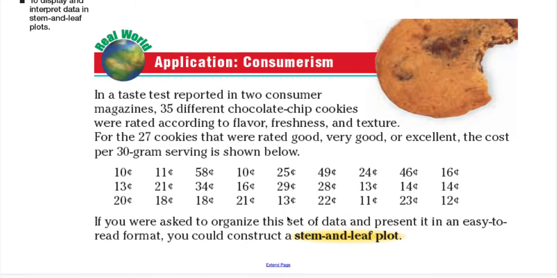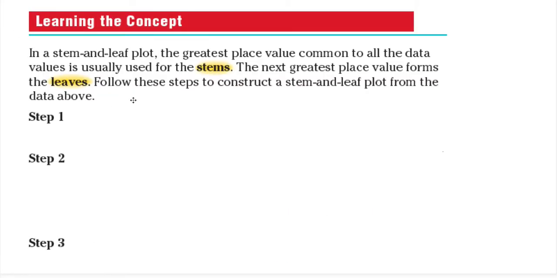If you're asked to organize this set of data and present it in an easy to read format, you could construct a stem and leaf plot. So how do we create a stem and leaf plot for this type of data that we have? First and foremost, in a stem and leaf plot, the greatest place value common to all the data values is usually used for the stems.